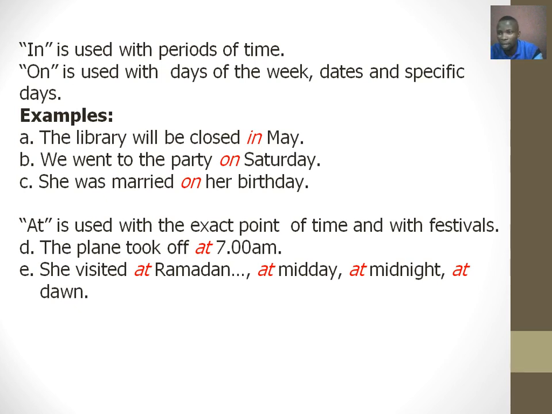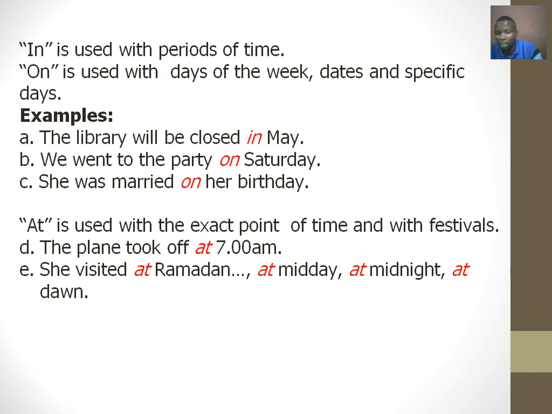Now the next preposition of time is at. You can use at with the exact point of time. Whenever you want to show the exact time something happens, you would use at with it. And you can also use at to show some festivals we have in Nigeria or the world at large. Someone says the plane took off at 7 a.m. 7 a.m. is the exact time the plane took off. So I wouldn't say the plane took off by 7 a.m. Since I am talking about the exact time, I would use the preposition at with it.